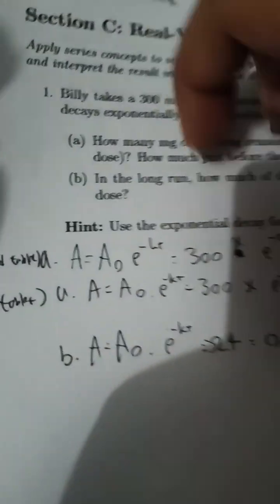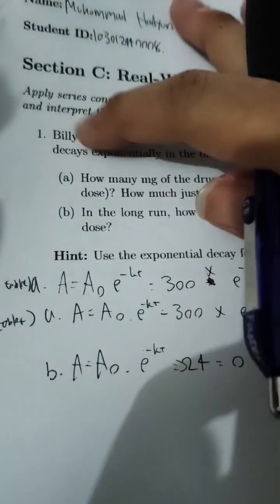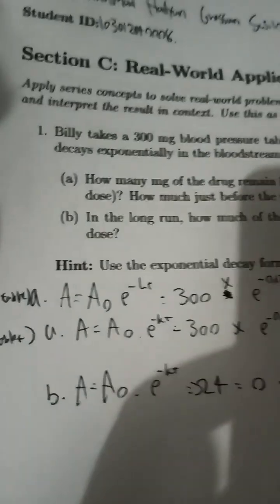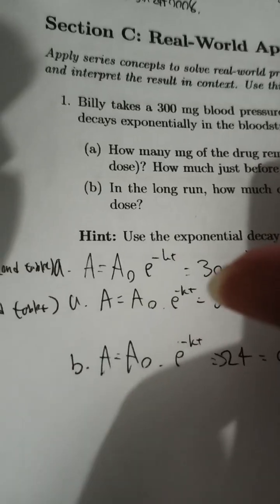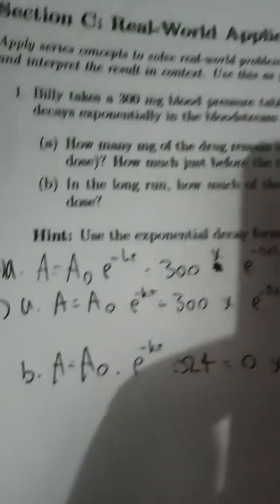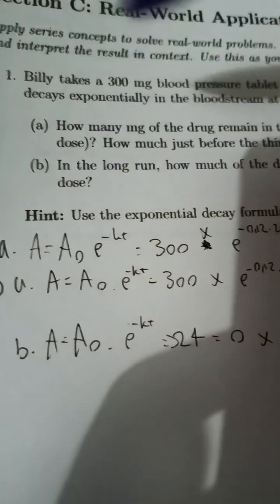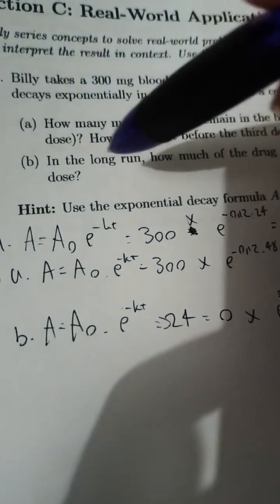Okay, now move on to B. To be honest, I don't really quite understand B that much, but well, okay, let's try, sure. So B: in the long run, how much of the drug remains in the body just before each new dose?